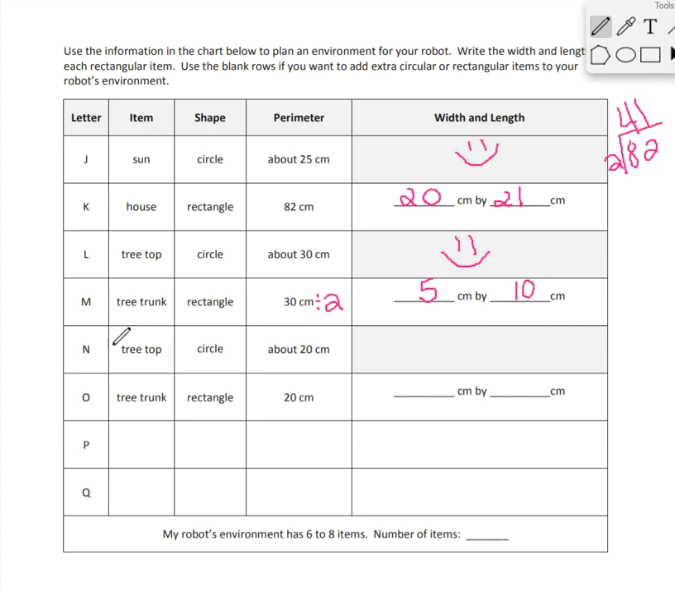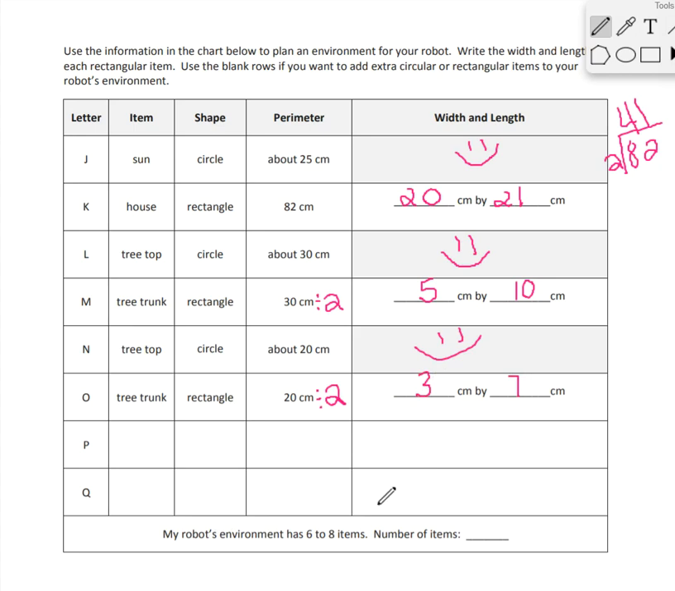All right, we have another treetop. So we've got 2 trees right here. I'm going to skip that because circle, nothing for me to do. I have another tree trunk. This one has a perimeter of 20 centimeters. It is a slightly smaller tree. So again, I'm going to divide by 2. 20 divided by 2 is 10. And I'm going to do a 3 by 7 tree.